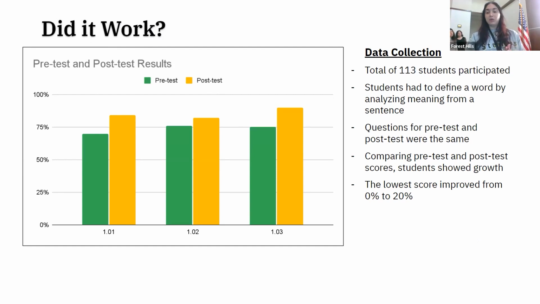Students had to define the word by analyzing the meaning from a sentence, and the questions for the pre-test and post-test were the same, so that it would be an equal measure. Then we compared the pre-test and post-test scores showing student growth. Our lowest score improved from a 0% to a 20%, and our highest score improved from a 40 to a 90. Yeah, a 40 to a 90.